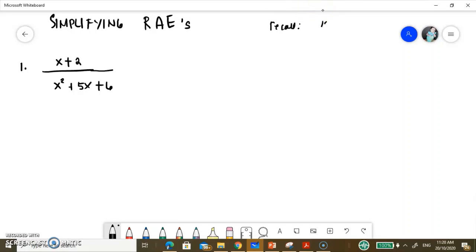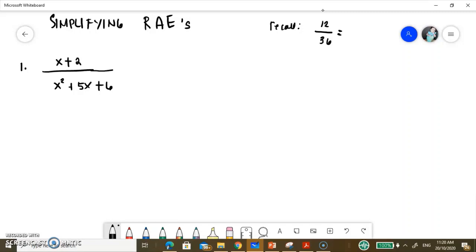So, if you are given 12 over 36, how would you simplify that? Okay, you can find the GCF of the numerator and the denominator, or you can apply prime factorization.